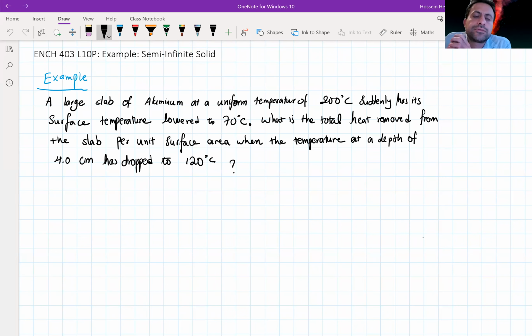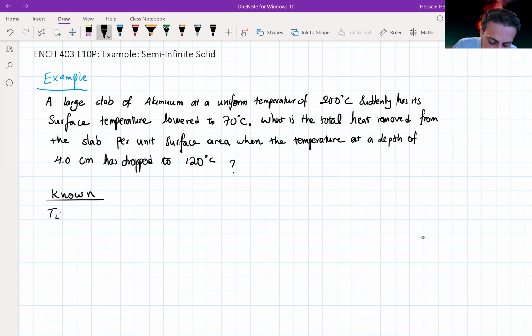We have a slab of aluminum at a uniform temperature of 200 degrees C, and suddenly the surface temperature is lowered to 70 degrees C. We are asked to find the total heat removed from this aluminum per unit surface area when the temperature at a depth of 4 centimeters has dropped to 120 degrees. So what is known here?